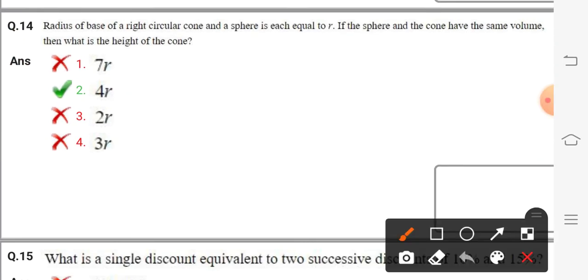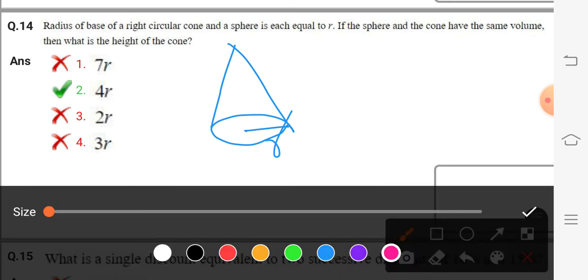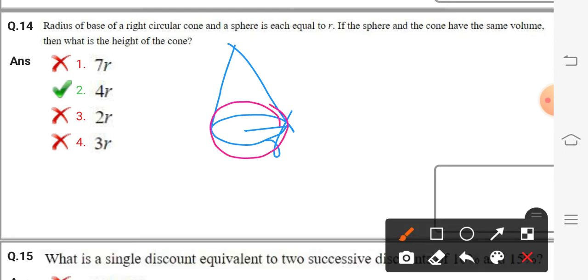Radius of base of a right circular cone and a sphere is each equal to r. If the sphere and the cone have the same volume, then what is the height of the cone? Radius of base of a right circular cone. This is the circular cone, this radius is equal to r, and a sphere. This is a sphere. This radius is also r. So sphere and cone have the same radius.